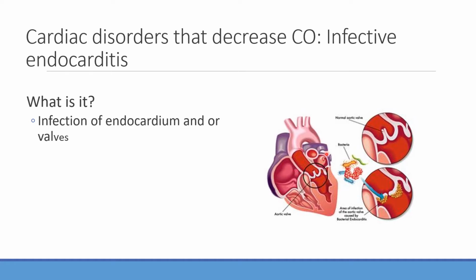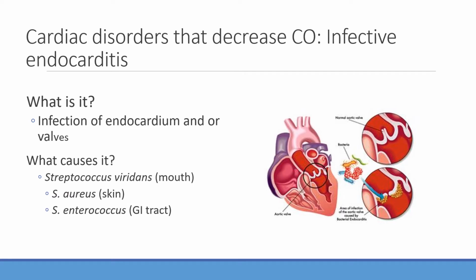I haven't read much about it actually occurring in the atria, but it can occur on the leaflets of the valves. Right? And so when an infection occurs and it's entered the circulatory system, it can begin to infect other connective tissues, such as the endocardium.